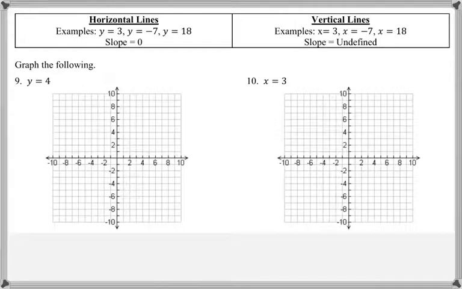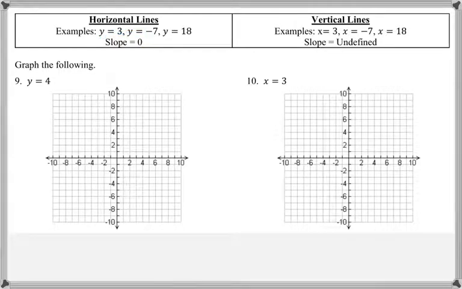Questions number 9 and 10 are looking at special cases for lines, which are the horizontal lines and the vertical lines. So if you have an equation that's of the form y is equal to some number, like y is equal to 3, y is equal to negative 7, y is equal to 18, these are all horizontal lines, and horizontal lines have a slope of 0.